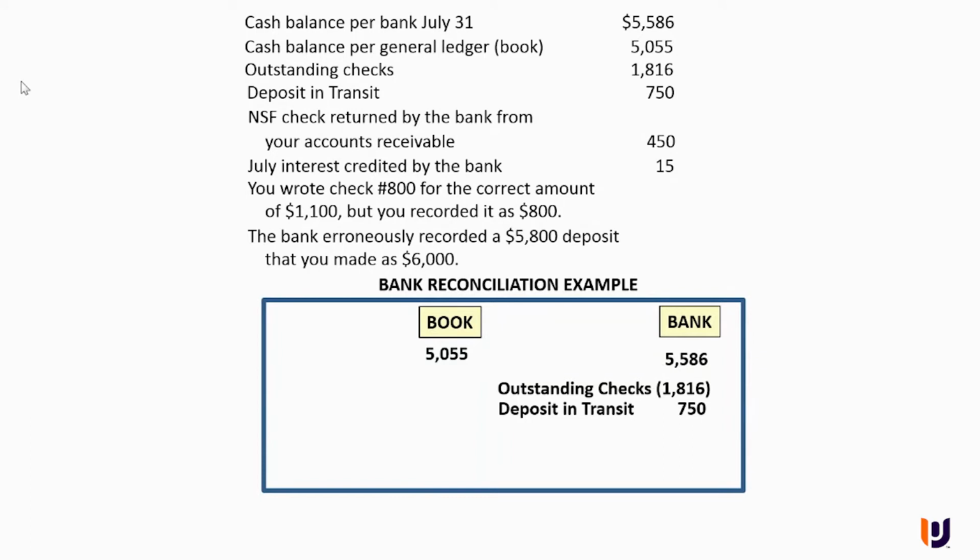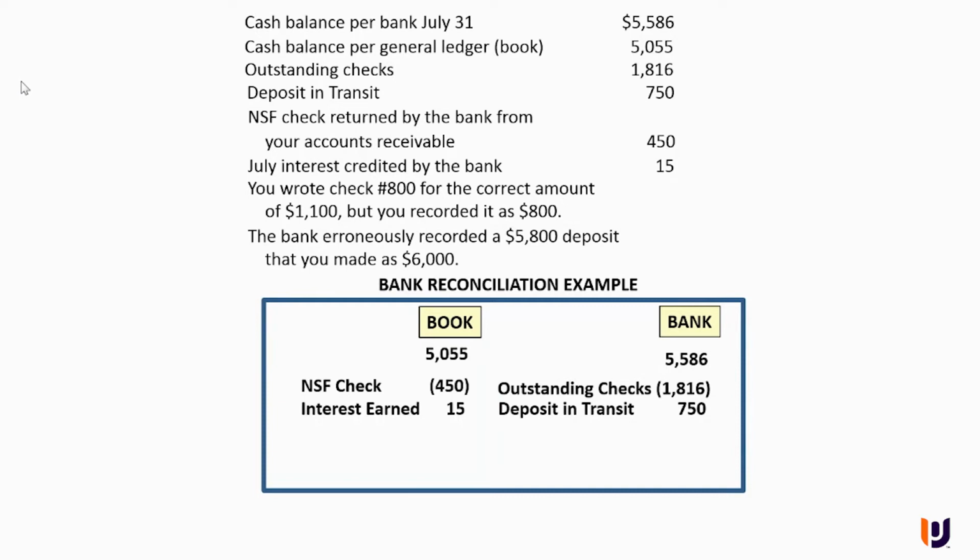The NSF check is cash that you're counting in your $5,055, but it's not cash. The bank returned that check to you. So you have to remove it from the book balance. The bank gave you $15 interest, but you don't show it in your book balance. Therefore, you show it on the reconcilement as a plus to your book balance.